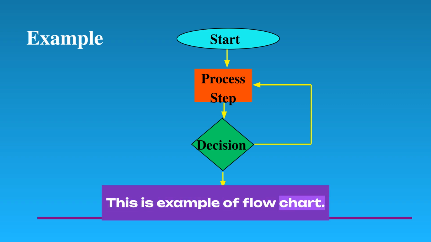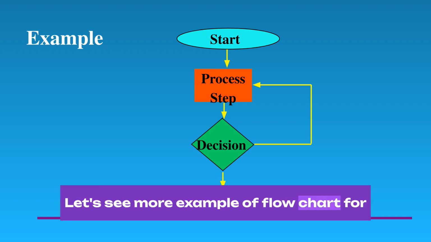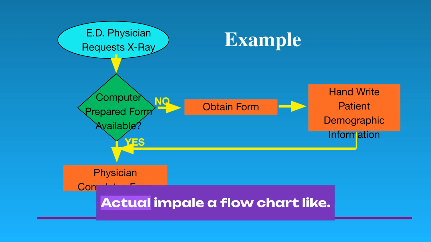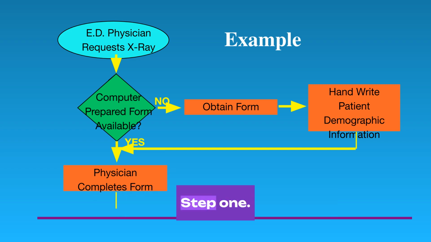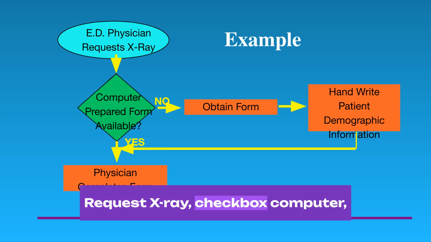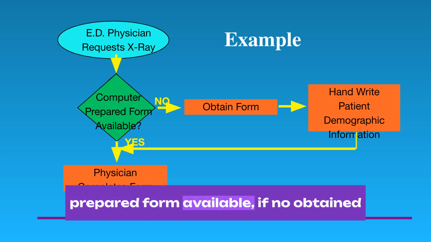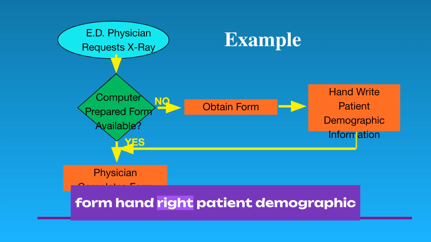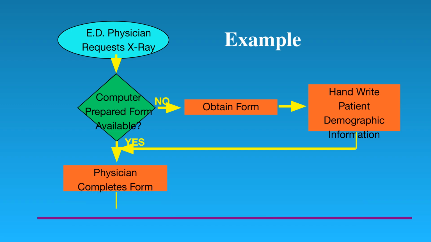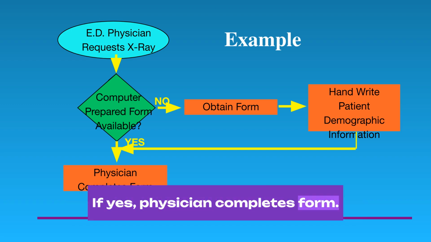This is an example of a flowchart, from the start point to the stop of the process. Let's see one more example of a flowchart for better understanding. Actual example of a flowchart: Step 1, the ED physician requests an X-ray and checks the box on the computer. Is the prepared form available? If no, obtain the form and handwrite the patient demographic information. If yes, the physician completes the form.